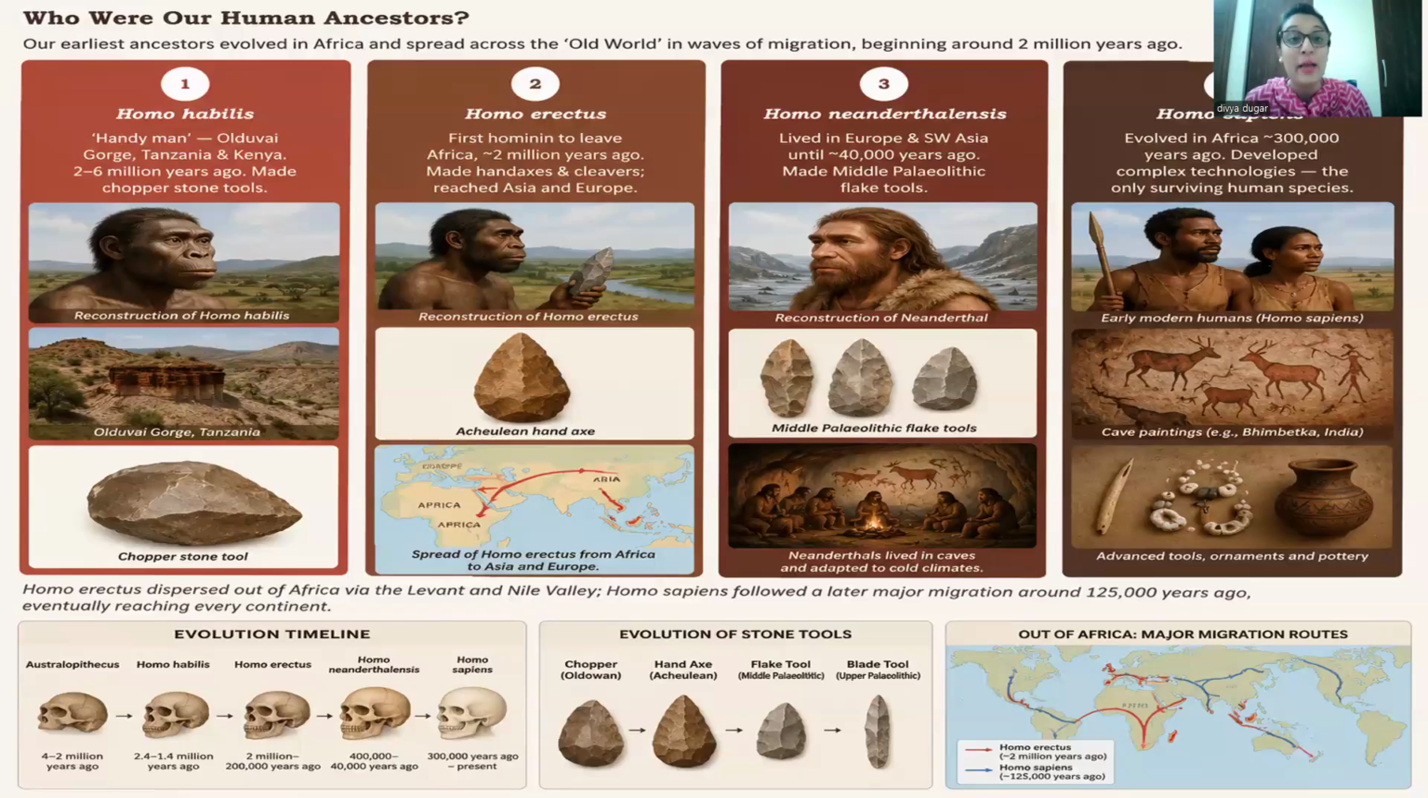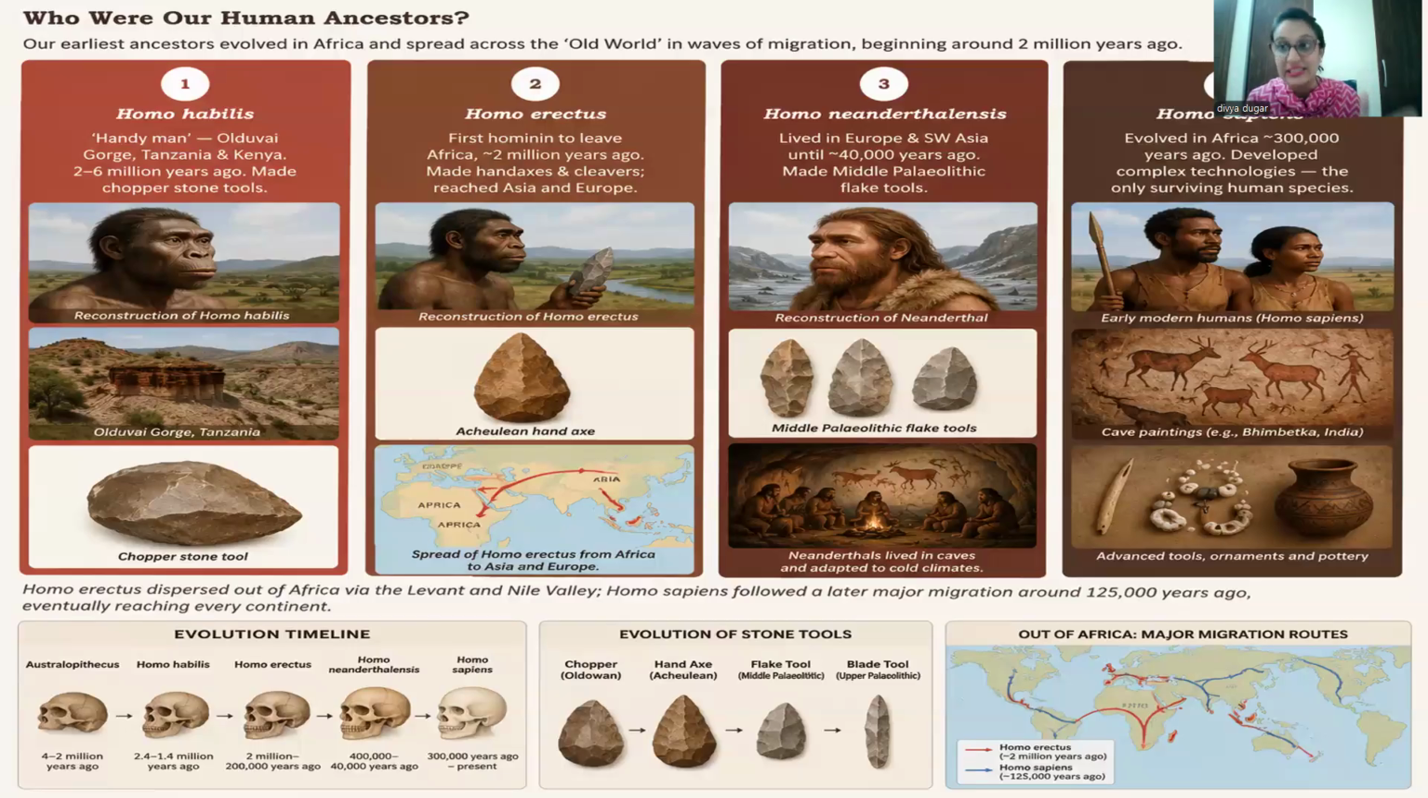The second category is the Homo erectus. They were the first group of people to leave Africa, basically 2 million years ago, and they used to make hand axes and cleavers, and they reached Asia and Europe. Then the next category was Homo neanderthalensis. They used to live in Europe and Southwest Asia until around 4,000 years ago, and they used to make middle Paleolithic flake tools. I have put the image of the tools also, showing what kind of tools they used to make.